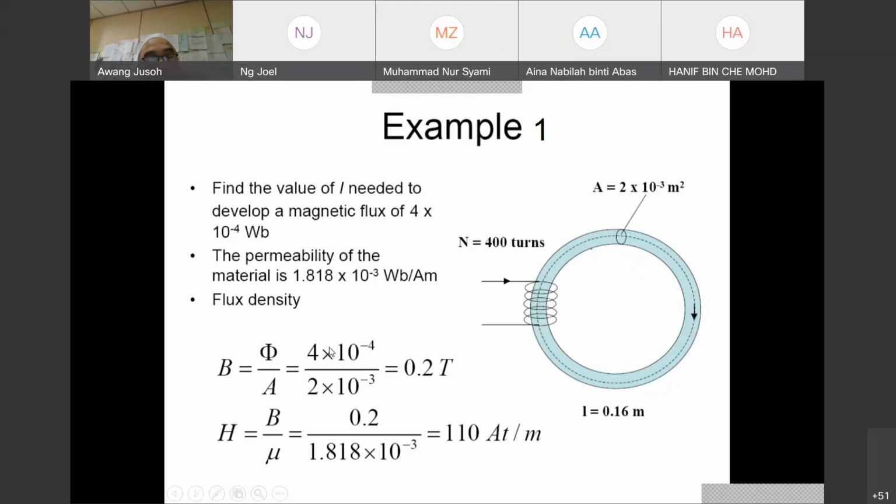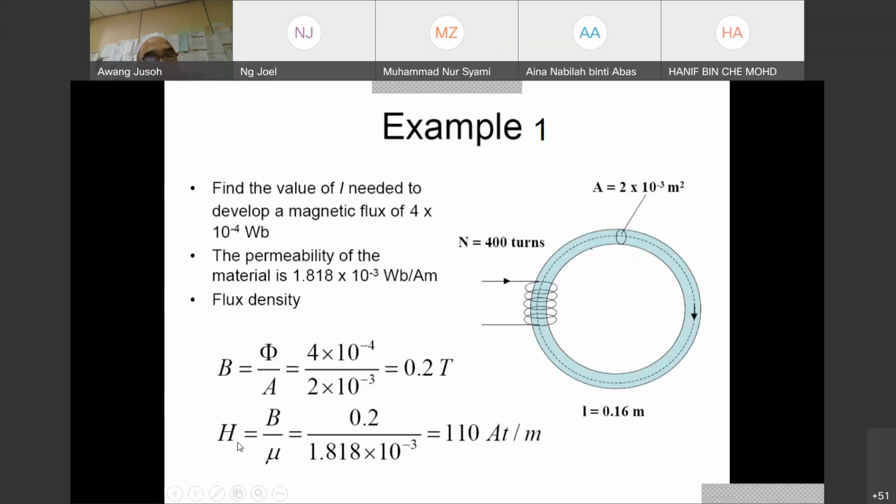So we know that the flux density B equals flux divided by A. The flux given there in Weber, divided by the cross section area, and you get 0.2 Tesla. We know that the flux density in this system is 0.2 Tesla only.